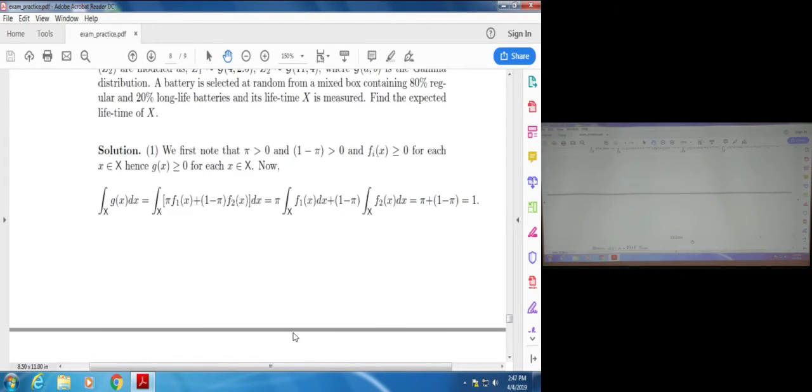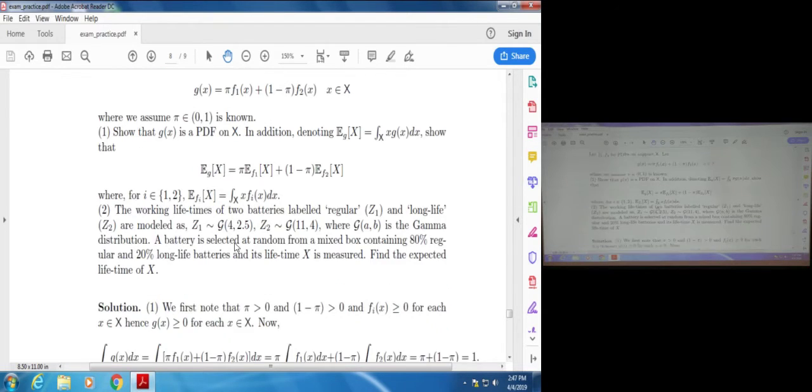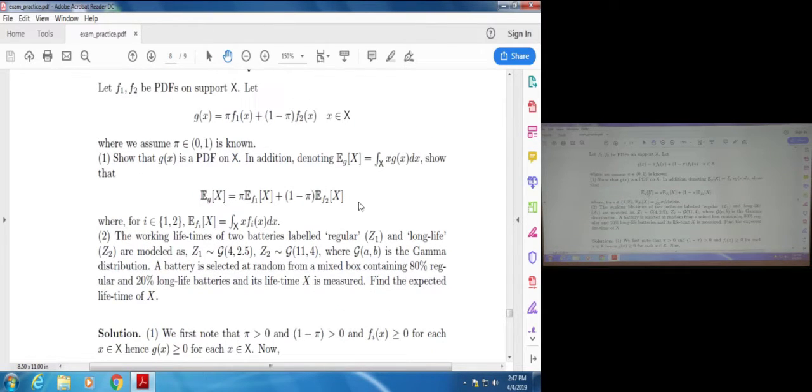So we want to derive this formula. I don't think we did that. Or did we do that? We just did that, right? No, I didn't do that. We want to show that the expectation is like that. Sorry, it's been a long week.